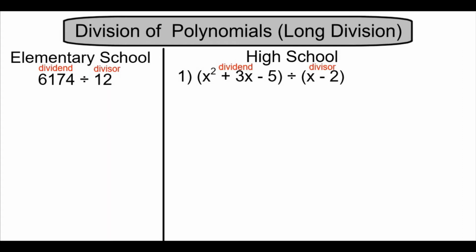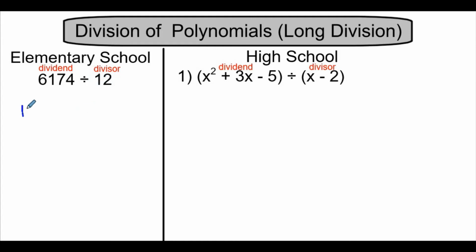And you probably saw this first when you were in elementary school, and it's something that is difficult for students. So I'm actually going to go over an elementary school problem before I go over the high school problem, just to refresh your memory of how this works. The thing that is being divided is called the dividend. The thing that's doing the division is called the divisor, and the answer is called the quotient.